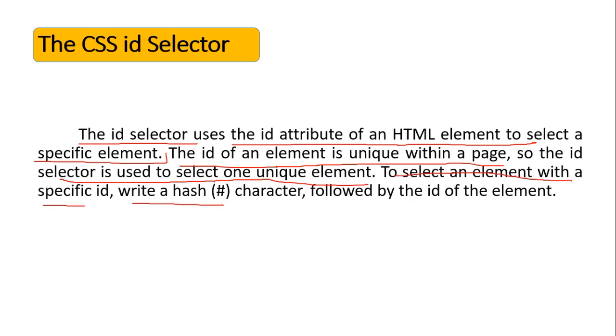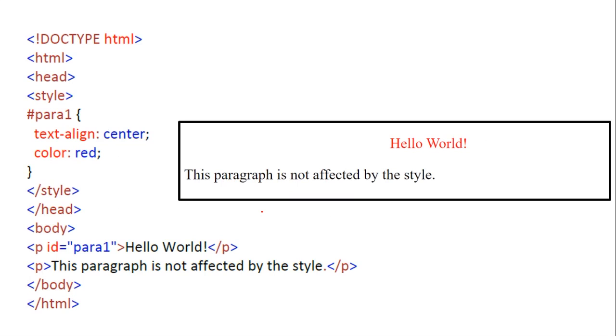All right, remember that whenever you select a particular element which has an ID, and then you want to design that one in CSS, whenever you use ID, make sure to write hash before the selector name. All right, after that, followed by the ID of the element. So let's look into an example of how this CSS ID selector works.